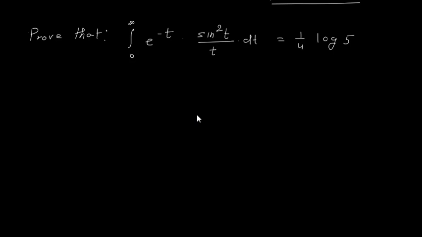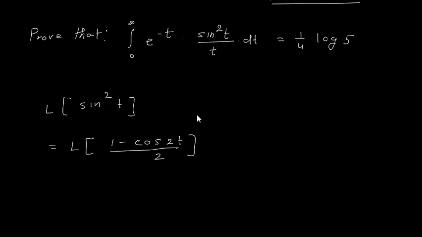So here, first we will find Laplace of sin square t. We have to prove that this is equal to this. Laplace of sin square t can be written as Laplace of (1 minus cos 2t) whole divided by 2. So 1 by 2 I will take common. Now Laplace of 1 is 1 upon s, minus Laplace of cos 2t, which is s upon s square plus 4.